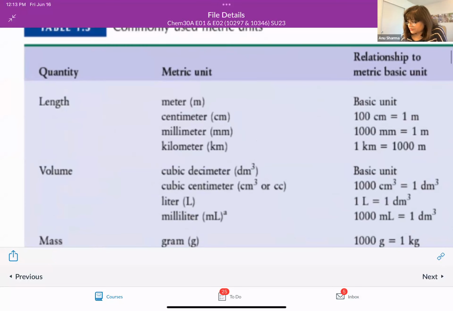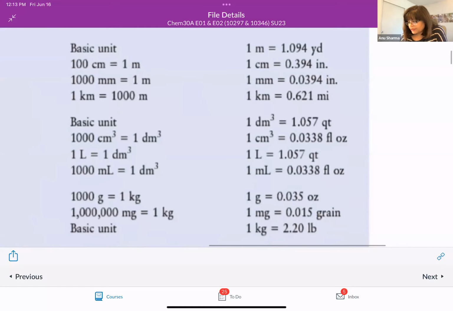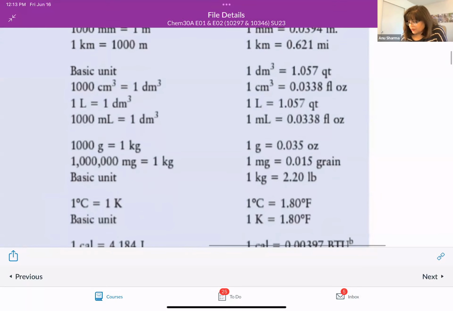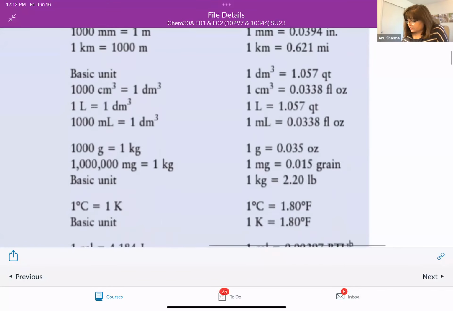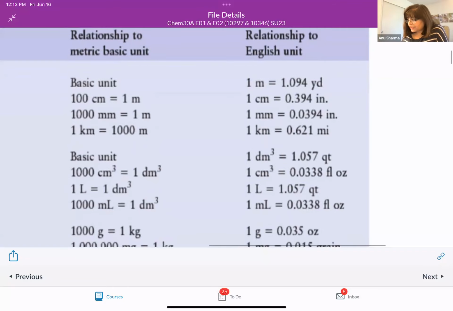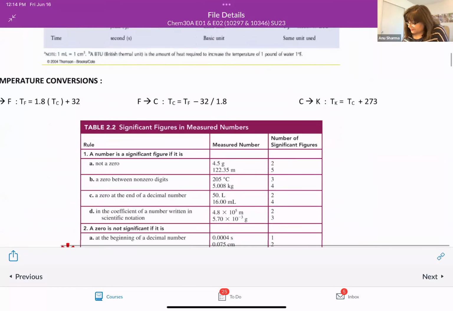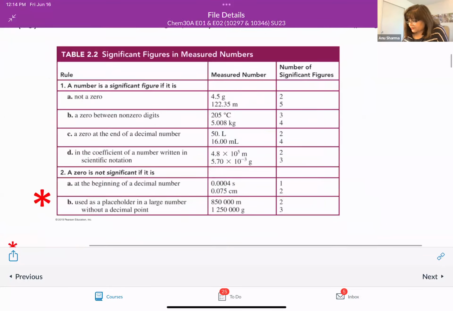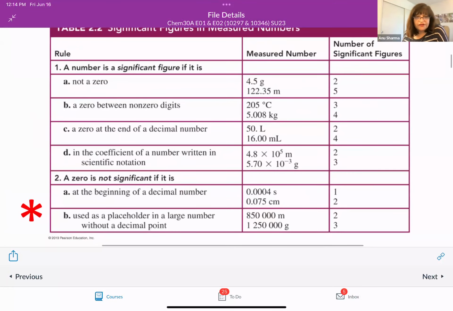In what context? For all the length base units, 100 centimeter is 1 meter, 1000 millimeters is 1 meter, kilometer is 1000 meter, all those base units. So these are all the relationships between the metric base units, and the relationships to the English units are also there. So kilometers and miles, and the relationship to the English unit. So you can use these tables. And then these are the rules regarding the significant figures, just so you don't forget them. All these rules regarding the significant figures are here.